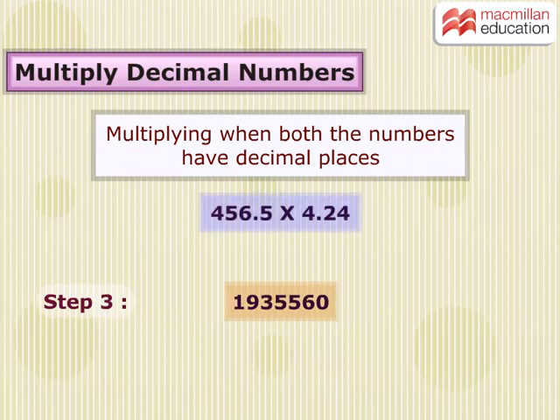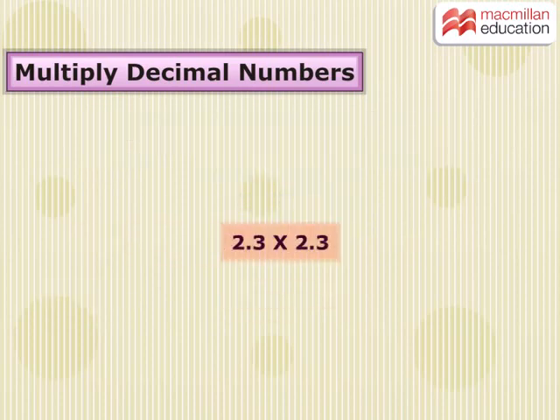How many decimal places does the number 456.5 have? 1. How many decimal places does the number 4.24 have? 2. So the answer will have 1 plus 2, 3 decimal places. So what is the answer here? 1935.560 exactly.